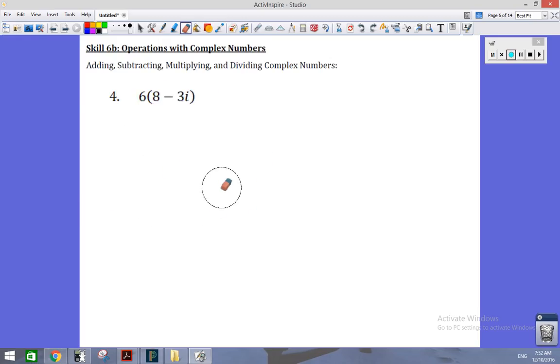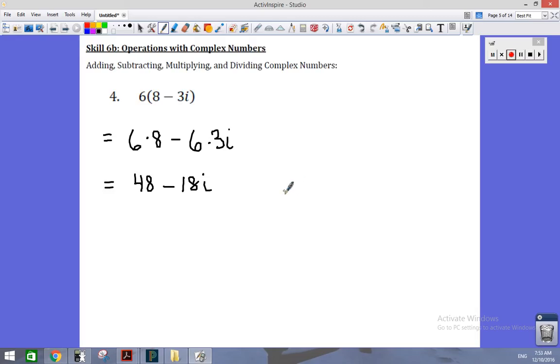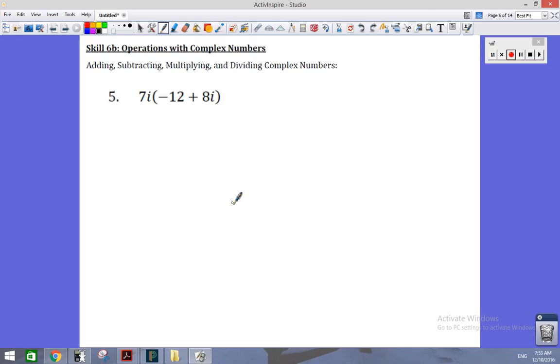All right. Here we have multiplication, and just like with real numbers, multiplication distributes over addition or subtraction. So we can take this 6 and multiply it by the first term. The multiplication will distribute over the subtraction, and we've got 6 times 3i. Well, again, if I'm not making any silly errors, 6 times 8 is 48 minus 18i. And I'm not going to bother with rewriting that as 48 plus negative 18i. I'm just going to leave that as my final answer. And that's fairly common.